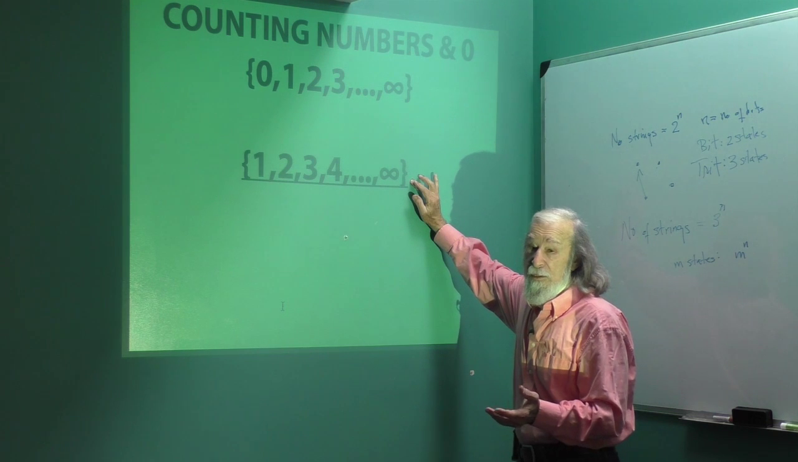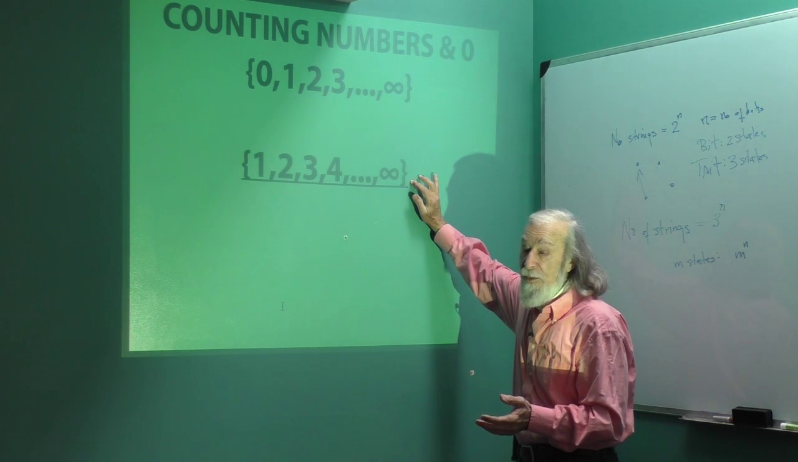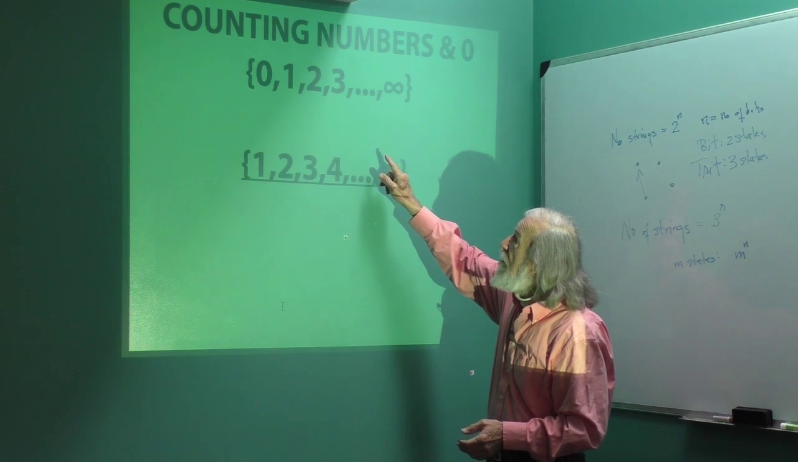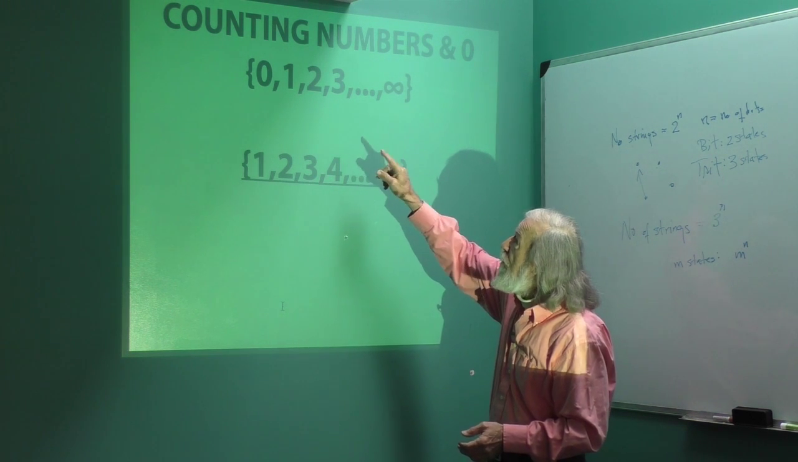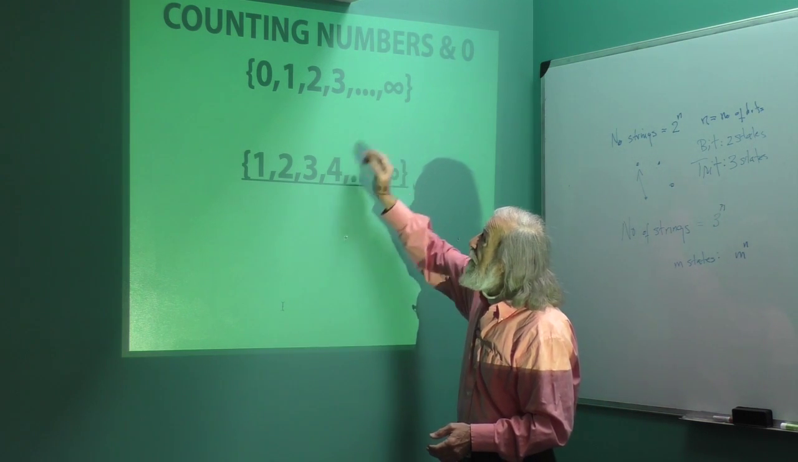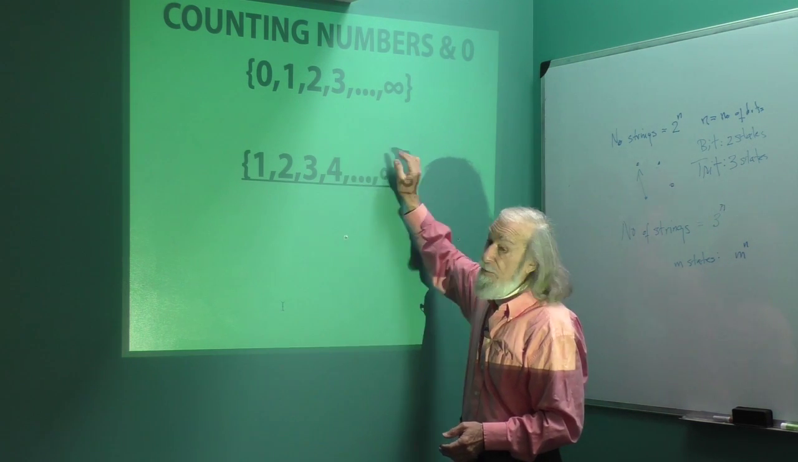Well, you're right to feel a little cautious about giving an answer. Suppose it was 0, 1, 2, 3, 4. That was the set. And this was 1, 2, 3, 4. Which would be bigger?